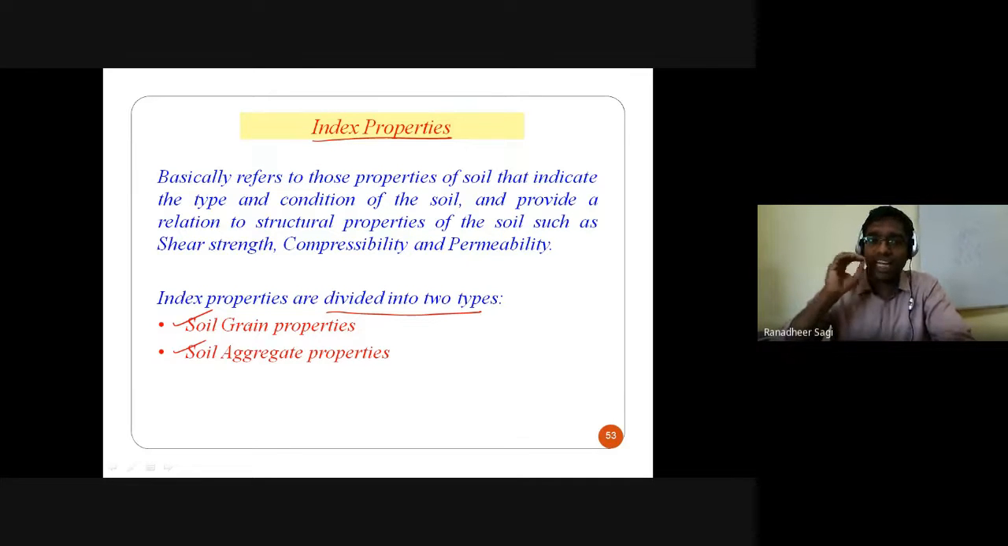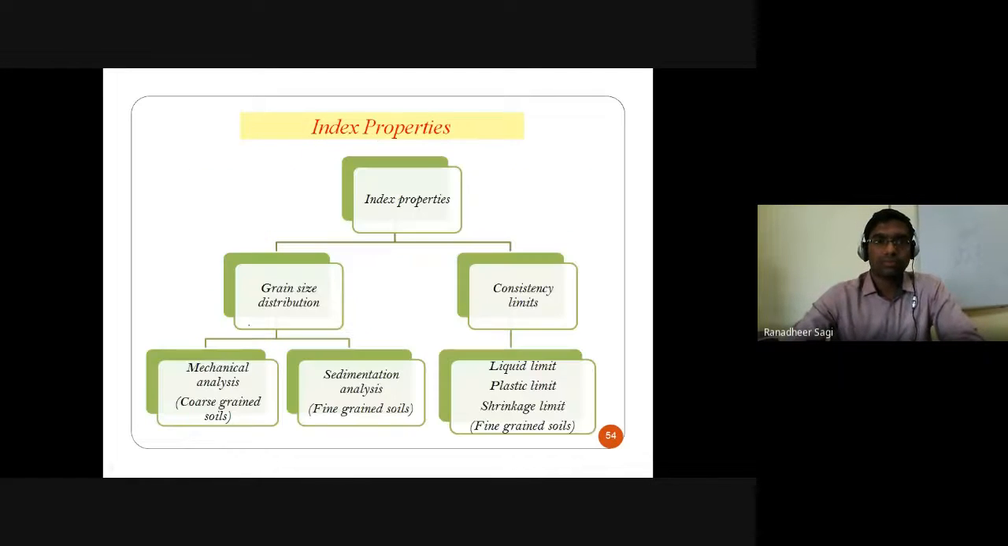So if we are understanding the behavior of the soil based on individual grains, like the specific gravity of soil solids, that is based on the solid particles existing in that soil. Such a property is what we call a soil grain property. And when we refer to a certain quantity of the soil to understand its behavior, then we call it soil aggregate properties.